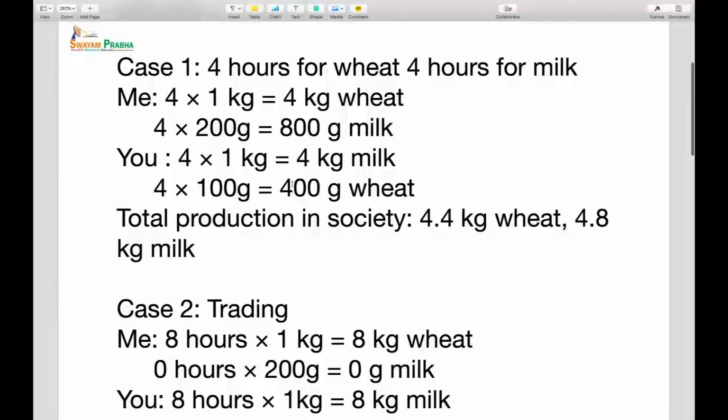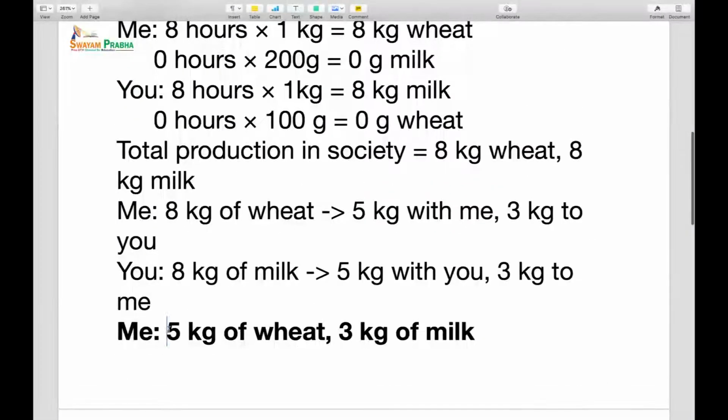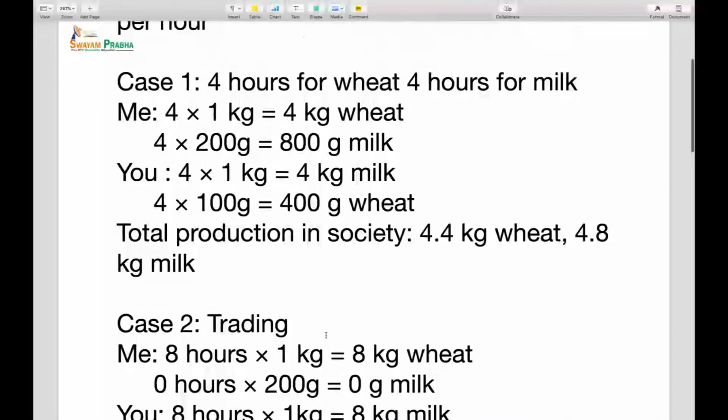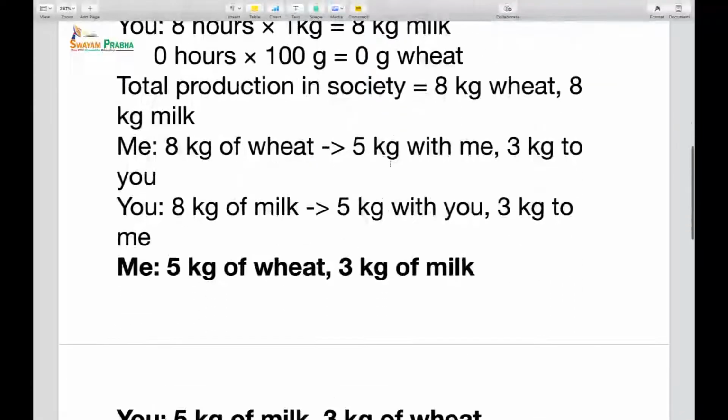Earlier you had 400 grams of wheat, but now you have 3 kg of wheat. So the amount of milk that you have is more than what you had earlier. The amount of wheat that you have is more than what you had earlier. In my case, I now have 5 kg of wheat, whereas earlier I only had 4 kg of wheat. So the amount of wheat that I have now with trading is more. And similarly, earlier I had only 800 grams of milk, whereas now I have 3 kg of milk. So the amount of wheat and the amount of milk that I have now is more than what I had if we had not traded.